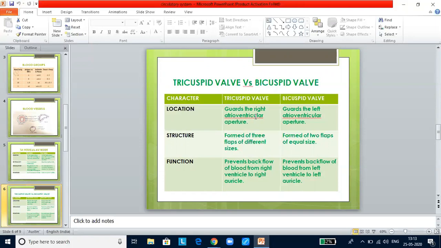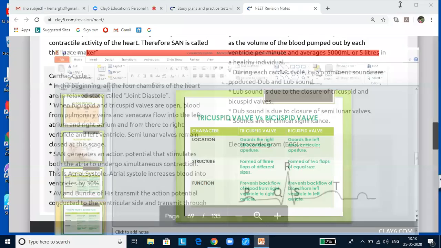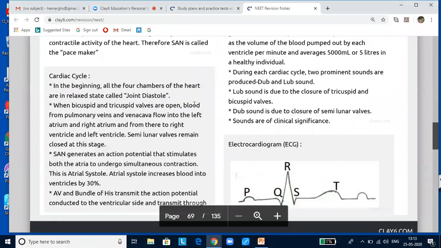Bicuspid valve is made up of... from left ventricle to left auricle. So with this heart, let us get back to the cardiac cycle.